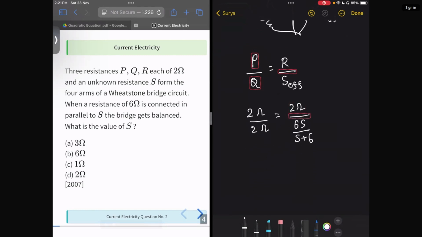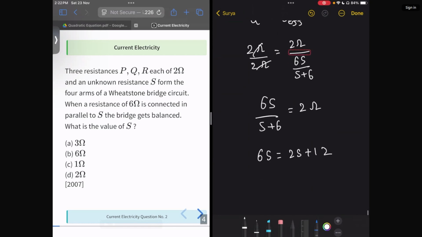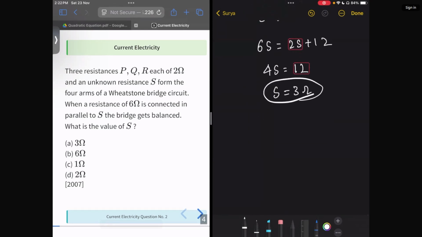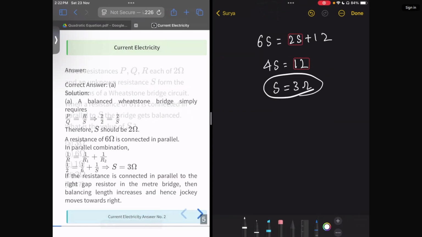Now what will we do? So the 2 ohm, 2 ohm will cancel. 6S divided by S plus 6 is equal to 2 ohms. So now it is 6S equals 2S plus 12, right? So 4S is equal to 12. Then S we can write as 3 ohm. So S equals 3 ohm here. Okay, so this is the concept of Wheatstone bridge. This is how we apply it here. So next question.